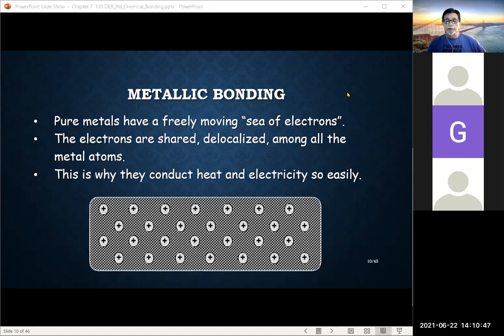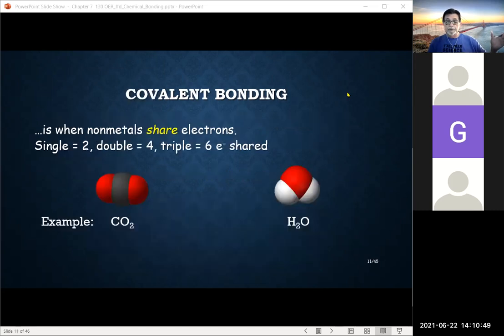Other than compared to Metallica bonding. I don't know if you caught that. Okay, no. All right, so covalent bonding. Now what we're talking about is electrons that are actually being shared. They're actually being shared here.